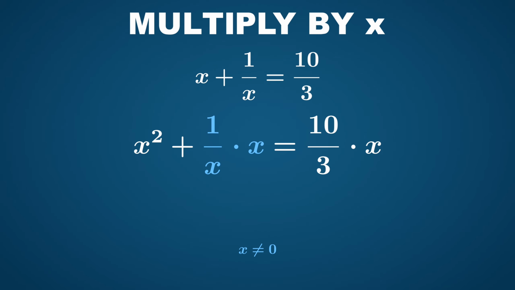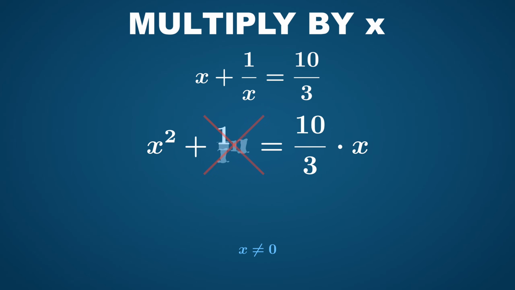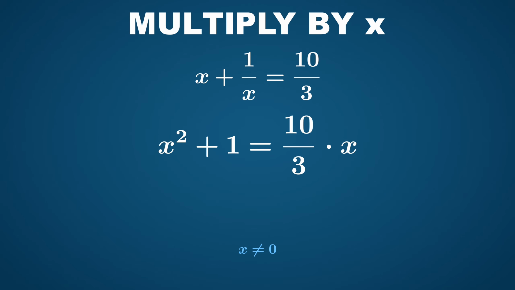The second term is the fraction 1 over the variable x. We must multiply 1 over x by the variable x in this next step. The x in the numerator and the x in the denominator cancel out entirely. This complete cancellation leaves us with just the positive number 1.